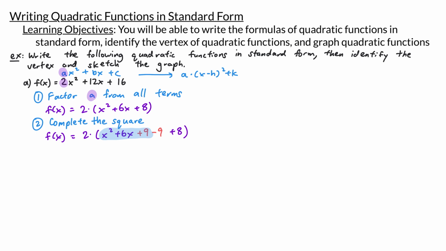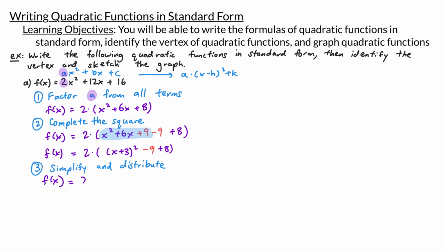So factoring that portion, we have f of x equals 2 times, instead of x squared plus 6x plus 9, we can rewrite this as x plus 3 squared. And then we still have minus 9 and a plus 8 at the end. Once we've completed the square and factored, our next step is to simplify and distribute. When I say simplify, what that means is I want to combine the negative 9 and the plus 8 together. This gives me f of x equals 2 times x plus 3 squared, and minus 9 plus 8 gives me negative 1. Next, we want to distribute.